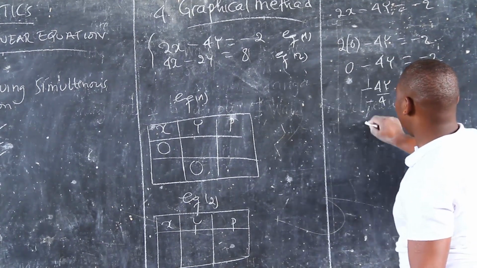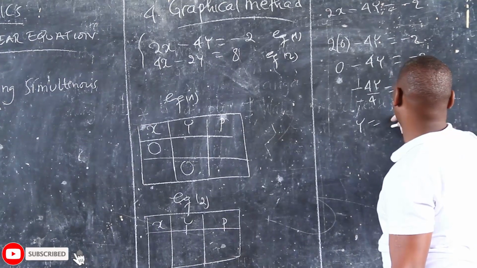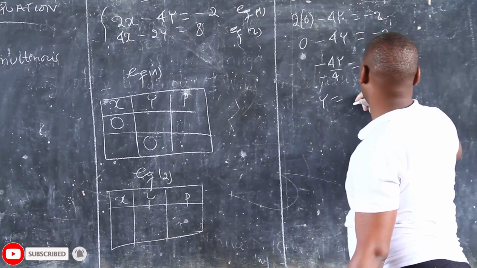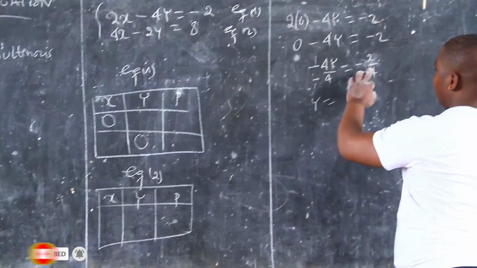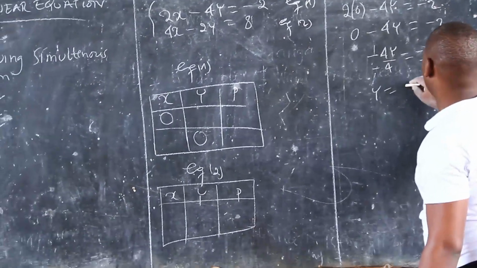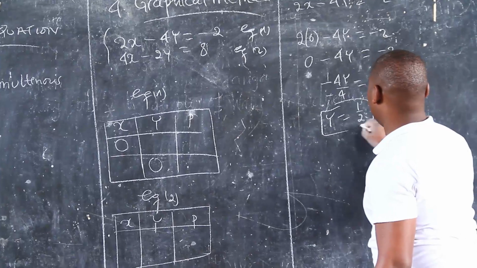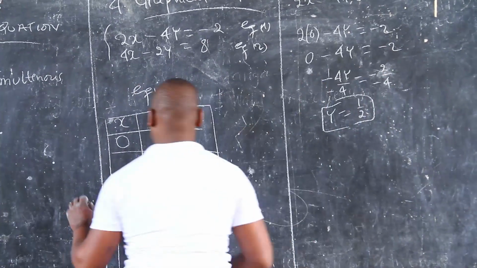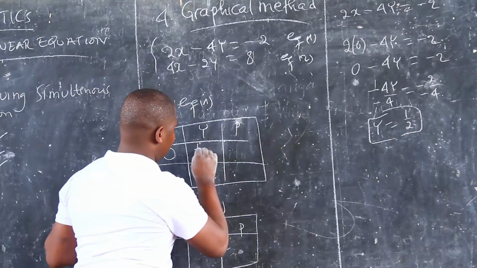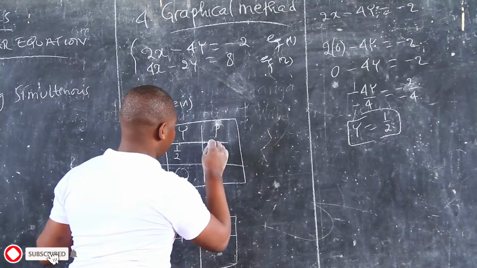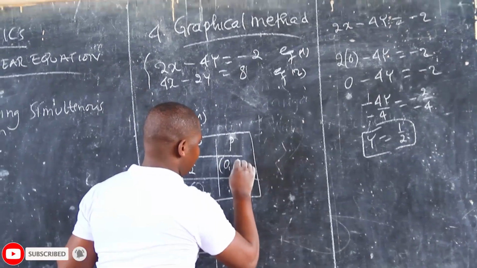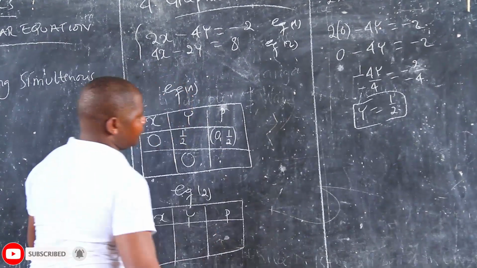Then cancelling each other, y equal to 2 over 4, which is 1 over 2. This is the value of y. The coordinate will be equal to 0, 1 over 2.